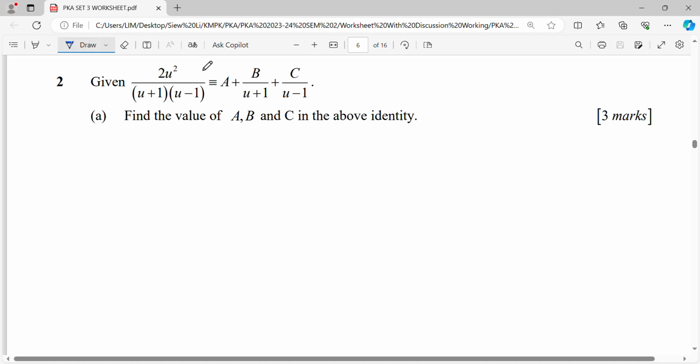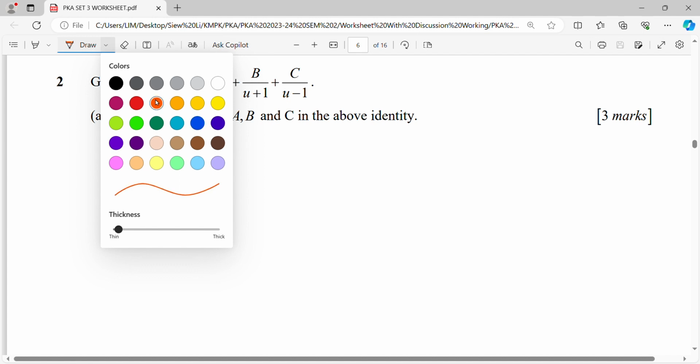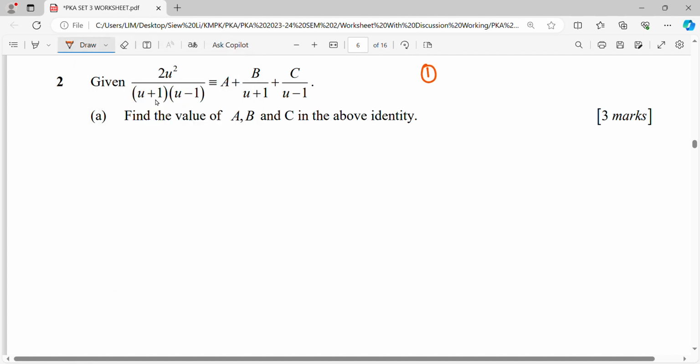Okay, so given your question, your fraction is given by A plus B over u plus 1, C over u plus 1. So when you want to do partial fraction, the first step is to identify whether your fraction is proper or not. If you can see here, this is quadratic. When you expand the two factors below, it is also quadratic. So the first step is to identify whether it is proper or improper. If you have proper, we continue.